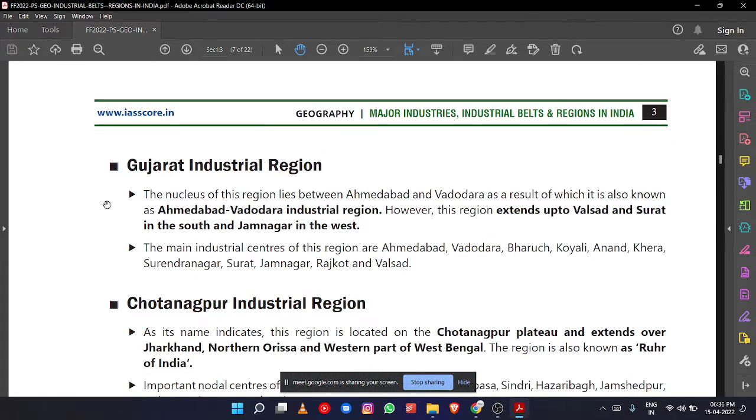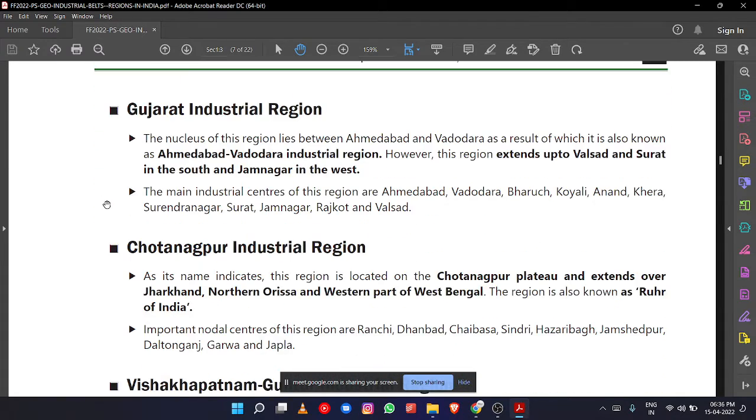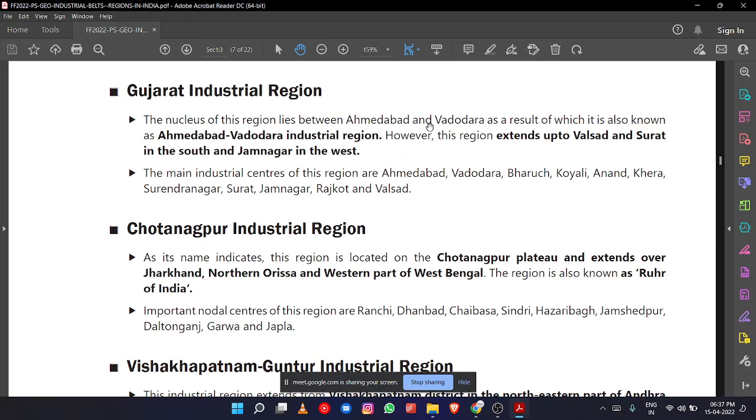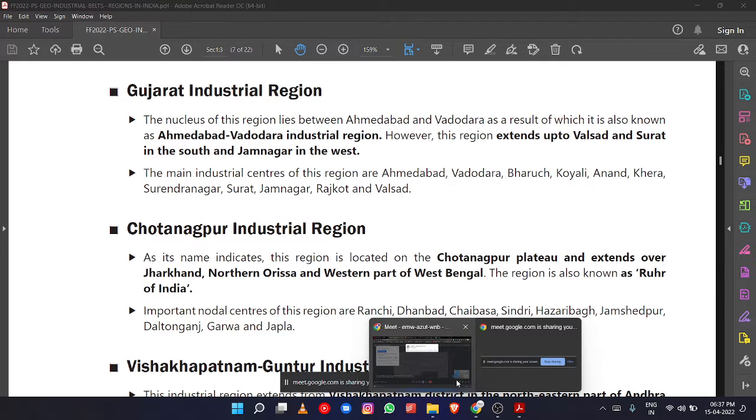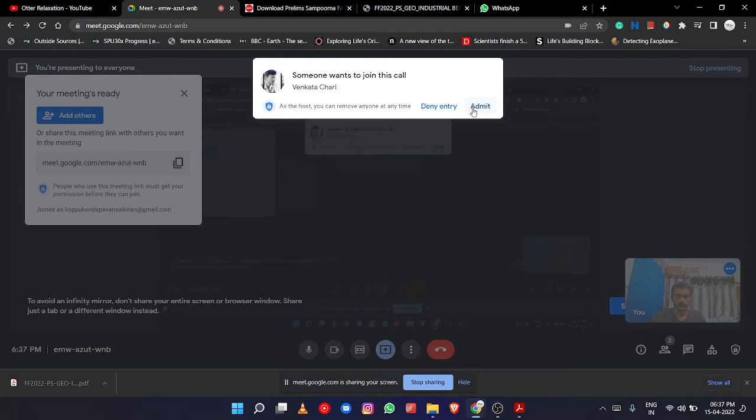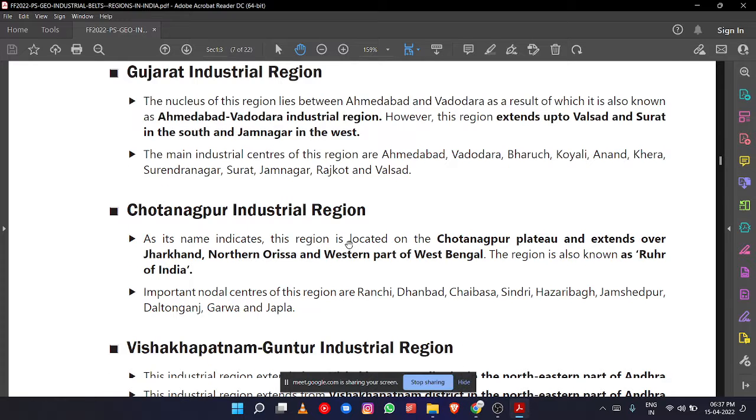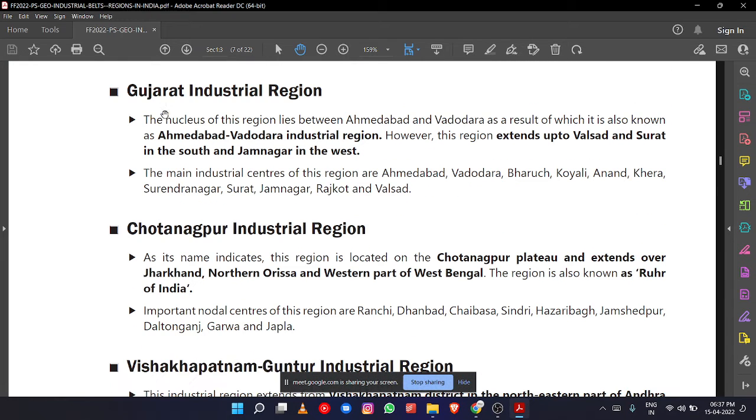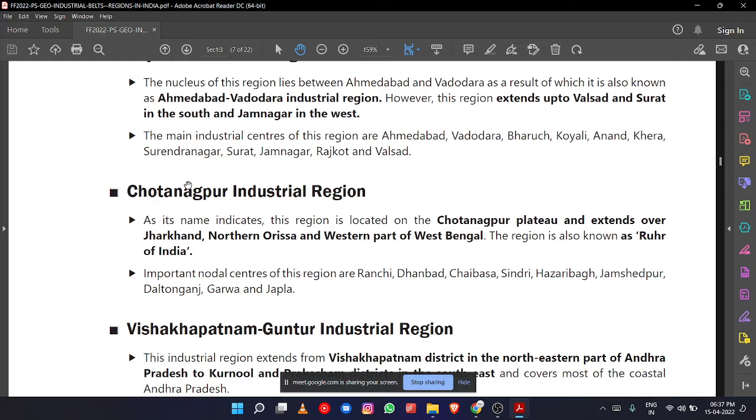The next one is the Gujarat industrial region. The nucleus of the region lies between Ahmedabad and Vadodara. So this is the Gujarat industrial region. Next comes the Chotanagpur industrial region.